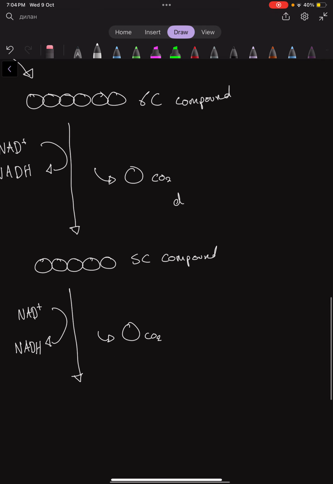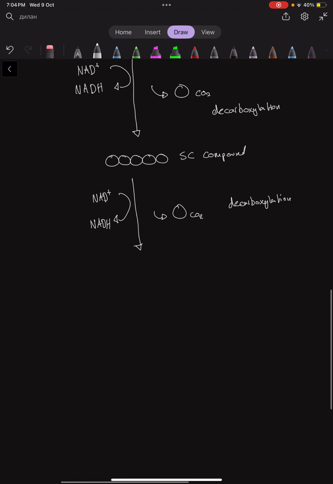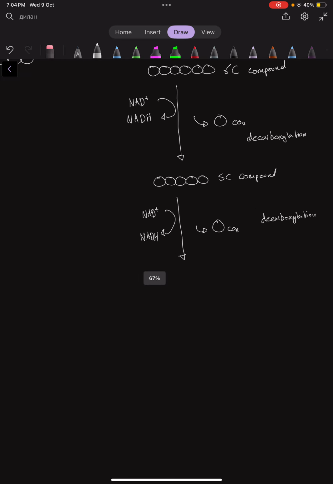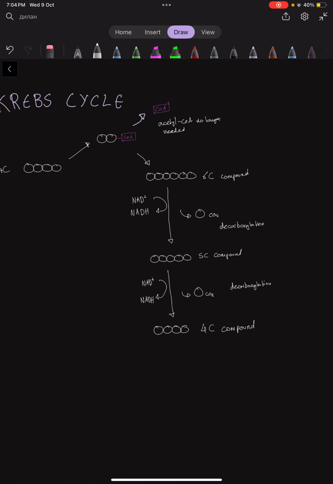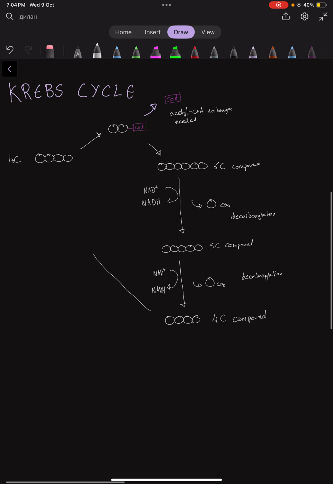Just say this is decarboxylation for that mark scheme annotation, and this is also decarboxylation. You can say the 5-carbon compound gets decarboxylated, and up here you can say the 6-carbon compound gets decarboxylated. So logically, if a 5-carbon compound gets decarboxylated, losing a carbon, it becomes a 4-carbon compound. Then we just draw a nice long arrow back to the 4-carbon compound, because that's what we had before.